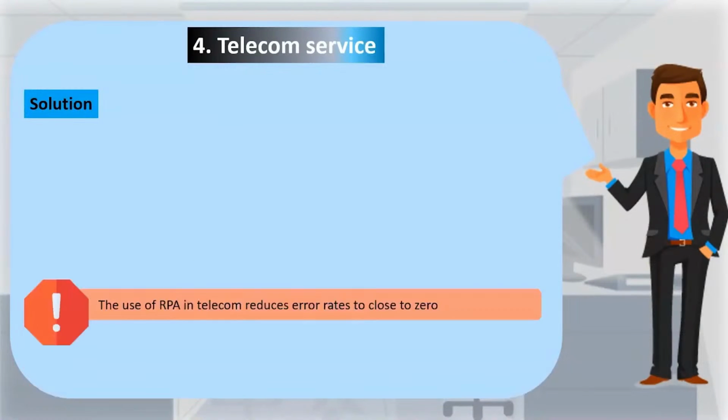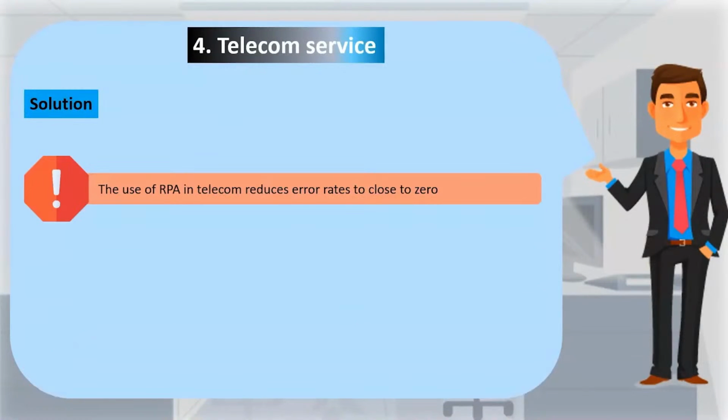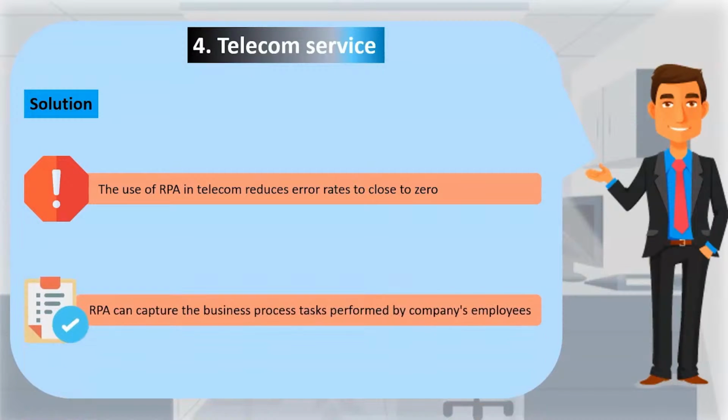Solution: the use of robotic process automation in telecom reduces error rates to close to zero, improves data quality, improves customer service, and increases operational efficiency, all while contributing significantly to cost reduction. RPA technology can capture the business process task performed by a telecom company's employees. Based on the employee's action, a well-structured workflow can be generated, which serves as the foundation for automated process. By mapping each process step with its significant cost for manual execution, it is simple to determine which action should be automated to maximize return on the investment.